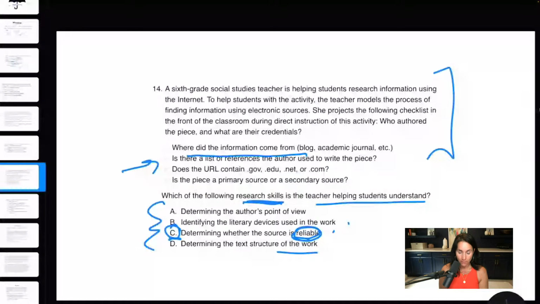the information come from? A blog, an academic journal, etc. Is there a list of references or a bibliography? Does the URL contain .gov, .edu, .net, or .com? Is the piece a primary or secondary source? These are all things that lead to the text's reliability. And no, I don't even have to read the question based on that. All right. So definitely work backwards when you see big items like this.